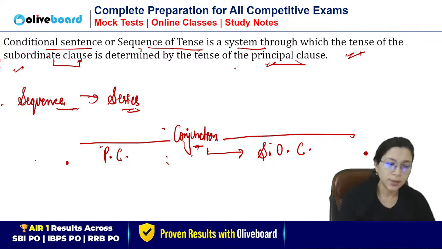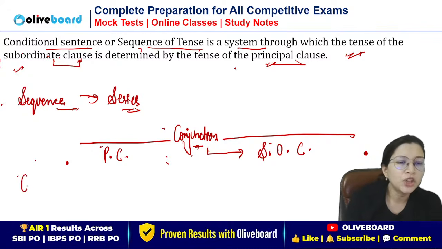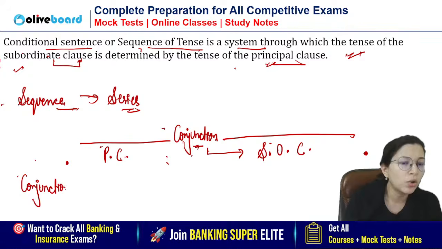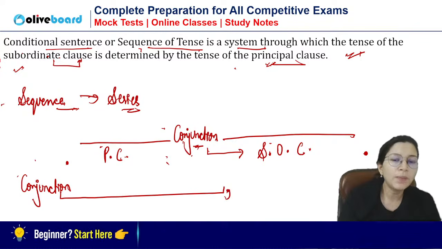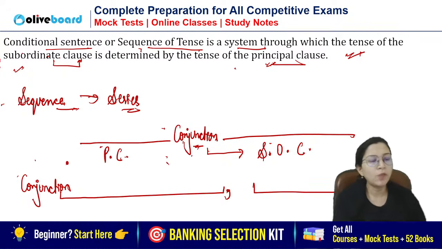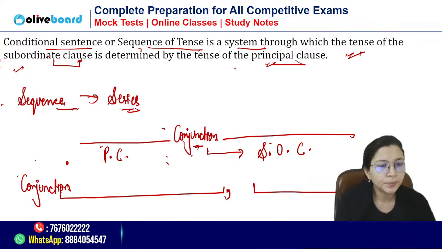Now, in case we have the conjunction in the beginning, do not learn that the first is principal and the second is subordinate. Don't learn that way. If we have the conjunction in the beginning, then quickly tell me which one is principal and which one is subordinate. Now, tell me the order of principal and subordinate clause.